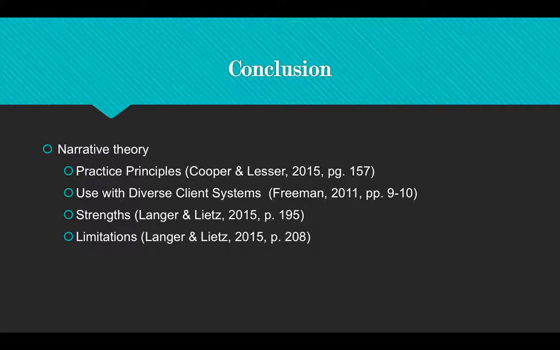In conclusion, narrative theory suggests that individual identity is shown through the stories that they tell about their life, those around them, and the world that they exist in. The goal of narrative theory can be explained through its 4 practice principles. Narrative theory has many strengths as well as limitations. This theory can be used on a variety of clients as well as settings.